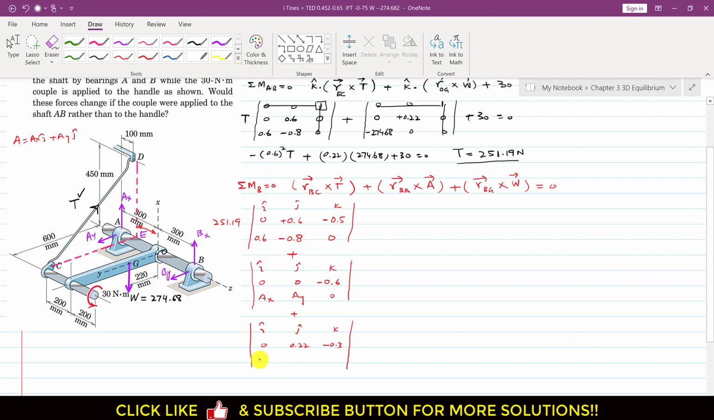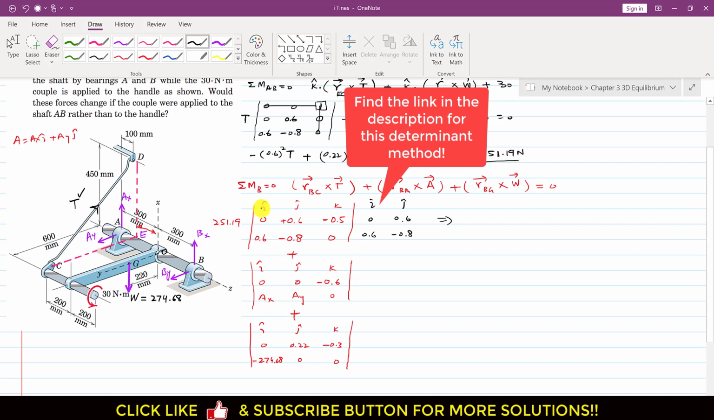And W, right? So W is 274.68, which is acting in the negative I, right? So this will be 0 and 0. This is plus, right? Now I will follow this method, right? So let me write this again. So 0, 0.6, 0.6 and minus 0.8, right?